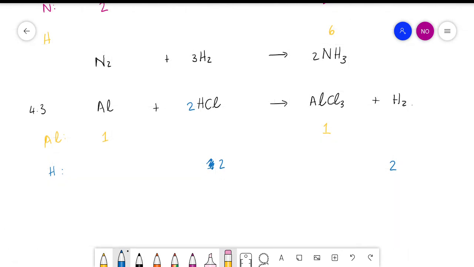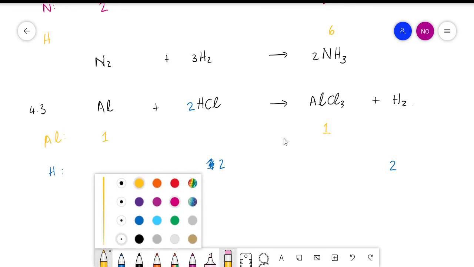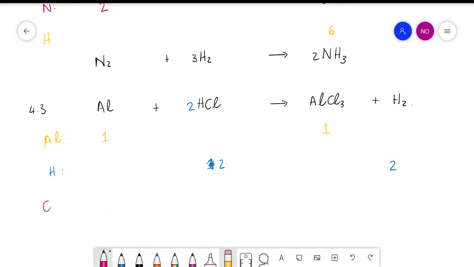Now let's look at the chlorines. How many chlorines do I have before? Good. Not 1. 2. Look. Times 2. I have 2 HCl molecules. Okay. So 2. And after, in the products, I've got 3.